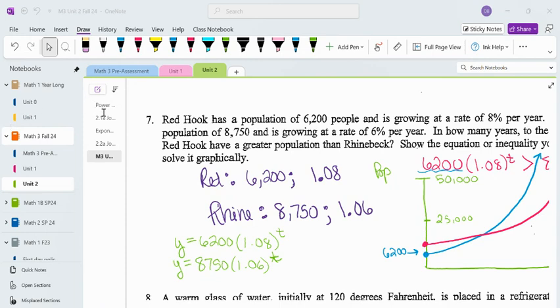What is our time? I didn't finish reading it. Yeah, you mean as your answer? I got 18.4. See how I wrote them right there? Y equals 6200 times 1.08 to the power of x. And 8750 times 1.06 to the power of x.